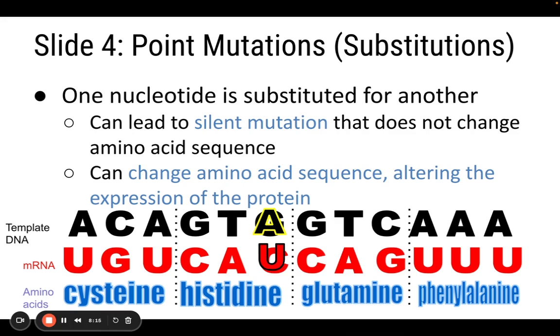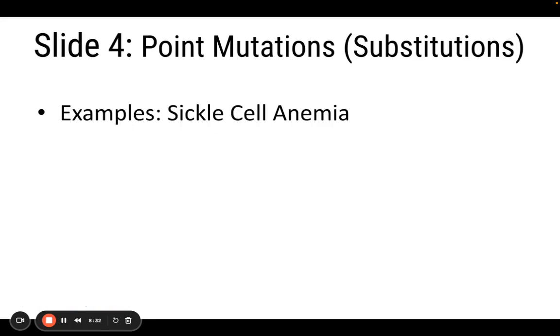Now, let's say that original base is now substituted for a T. The codon on mRNA will now change to CAA, and now codes for the amino acid glutamine. This mutation changes the amino acid sequence, affecting the protein structure. An example of a condition that is caused by a substitution mutation is sickle cell anemia.